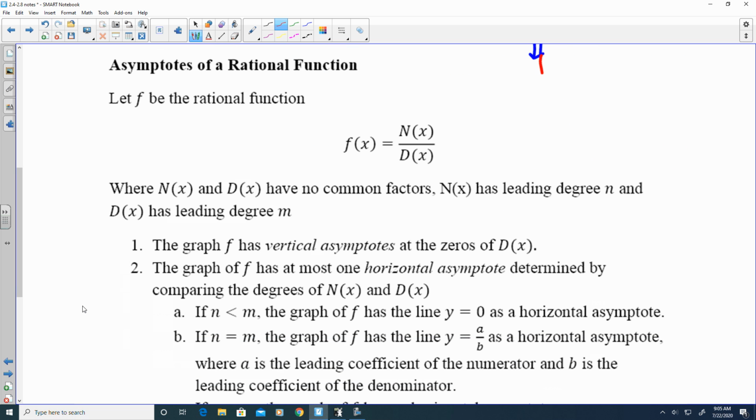So that was the most basic one, 1 over x, but in general, for a rational function where we have a function n on top and a d on bottom, there are no common factors. It can't simplify anymore. The top has a leading degree of n, so a x to the n, over b x to the m, because the bottom has a leading degree of m. There could be more terms, but the first term is what we care about here. The vertical asymptote is when we set the bottom equal to 0, the zeros of d. Set the bottom equal to 0 and solve it.